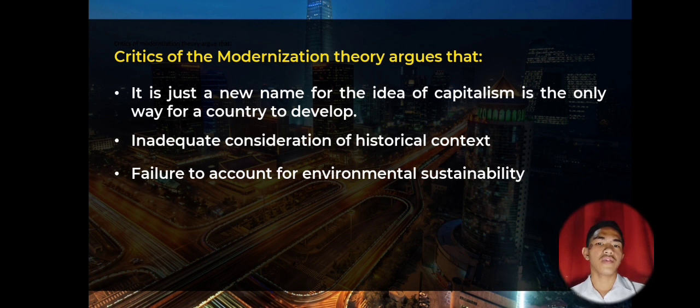The next criticism is the failure to account for environmental sustainability. So critics argue that Rostow's model is Eurocentric and only focuses on economic progress. This viewpoint ignores other important factors such as the negative impact on the environment and the exploitation of cheap labor. The theory does not account for the environmental consequence of rapid industrialization and economic growth, which can lead to harm to natural resources and ecosystems.